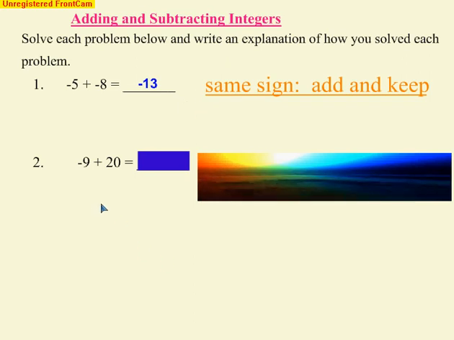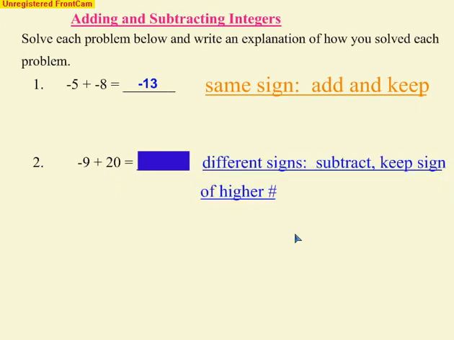Okay, let's look at another one. Negative 9 plus 20. The signs are different. If they're different signs, we want to subtract and keep the sign of the higher number. So we're going to take 20 minus 9 to get 11. The positive is bigger, so we would get a positive 11.